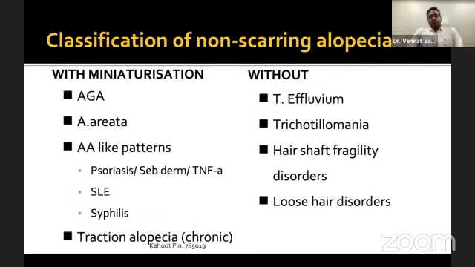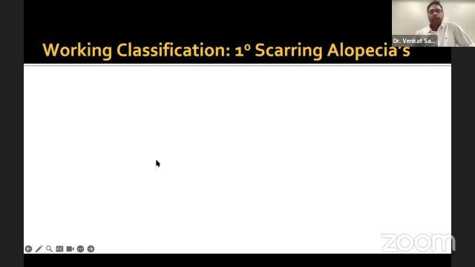So this brings us to the classification of non-scarring alopecias with miniaturization and without. I've already explained this, but this is just a summary. Telogen effluvium, I told you, is a diagnosis of exclusion. Trichotillomania does not have any miniaturization. Hair shaft fragility disorder and loose hair disorders don't have miniaturization either.